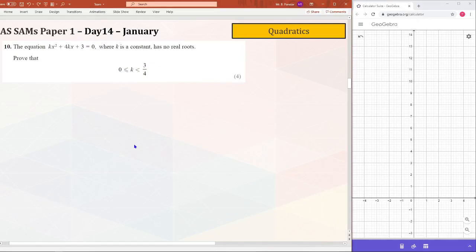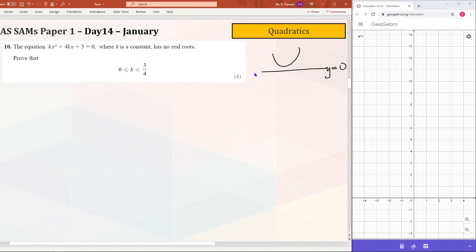For this question, we've been given a quadratic with unknown coefficients. We've been told that k is a constant, and this quadratic, when equated to 0, has no real roots. So if I was to just draw an example, a quadratic, and this quadratic is not crossing y equals 0. Y equals 0 is indeed the x-axis. So as there is no solution, there are no real roots.